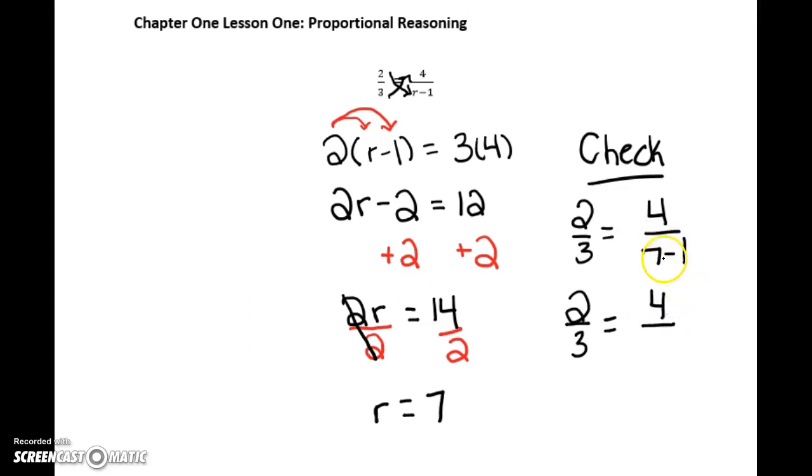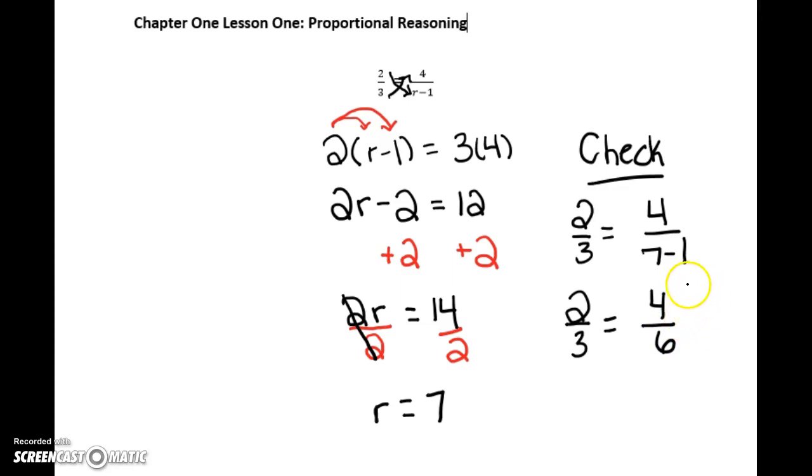So 4 divided by, and 7 minus 1 is 6. And we have what looks like a fairly simplified fraction. But this still doesn't equal 2 over 3 just yet. So one thing that you can notice is that if there's no multiplication, no adding or subtracting you can do, you can always look at reducing your fraction.